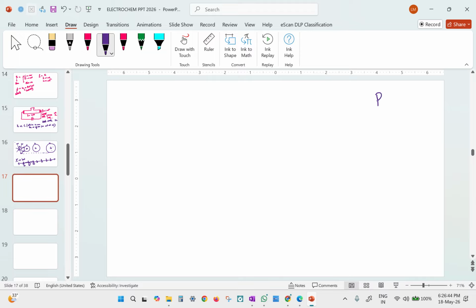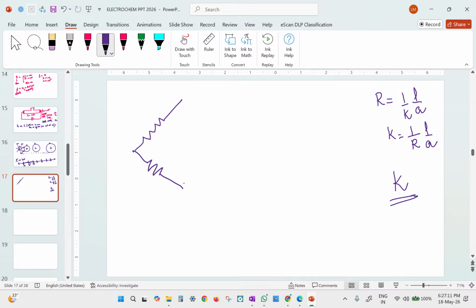Unknown resistance. Remember, R is equal to rho L upon A, and rho is nothing but 1 by kappa. Kappa is nothing but 1 by R times L upon A. And we are trying to find out kappa, but we cannot find it directly. So what we do, we find it out by using the resistance value. Understand the basic setup of a Wheatstone bridge. There are 4 resistors, out of which 3 are known to us and the fourth one is unknown to us. So our task is mainly to find out the unknown.